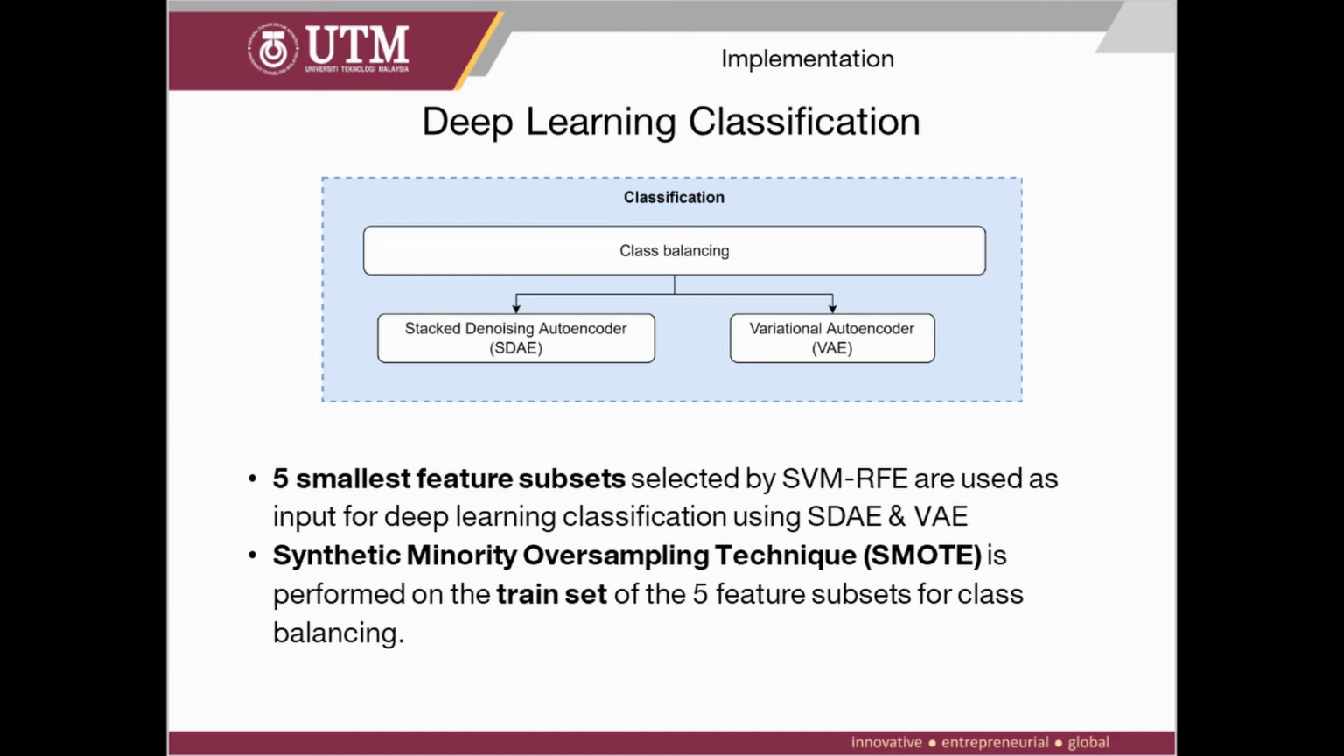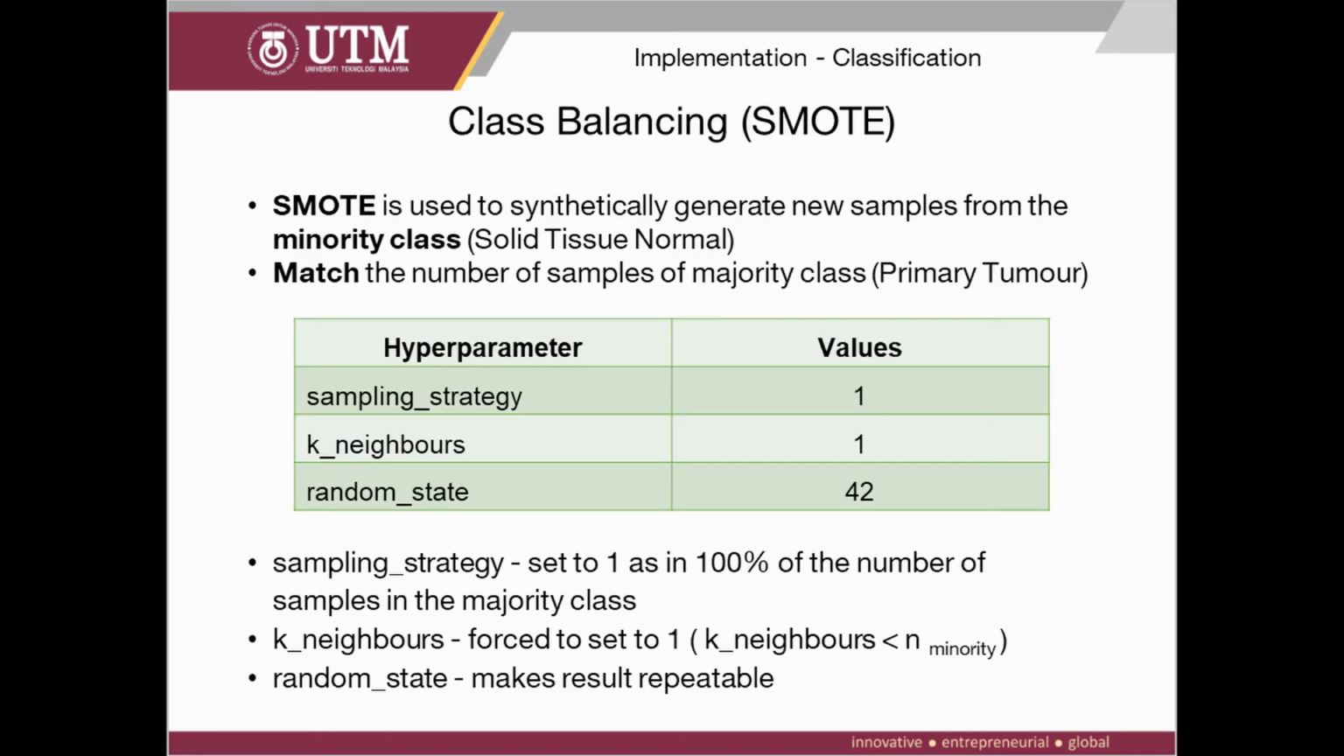More details on that later. Before building the classification model, SMOTE is performed on the train set of the 5 feature subsets for class balancing. SMOTE refers to the synthetic minority oversampling technique. SMOTE is used to synthetically generate new samples from the minority class, which is solid tissue normal, in each feature subset. The goal of SMOTE is to match the number of samples in the minority class to the majority class.